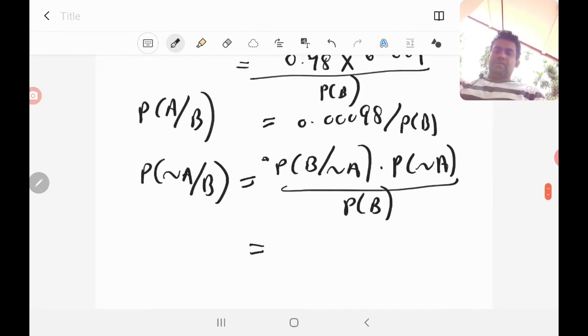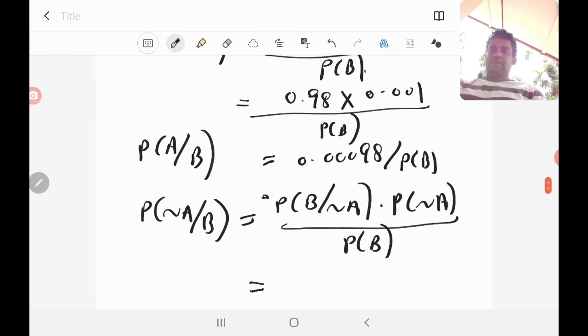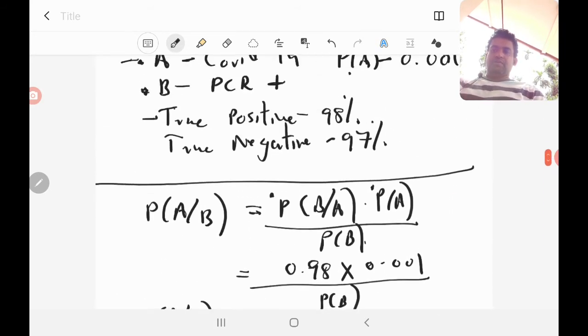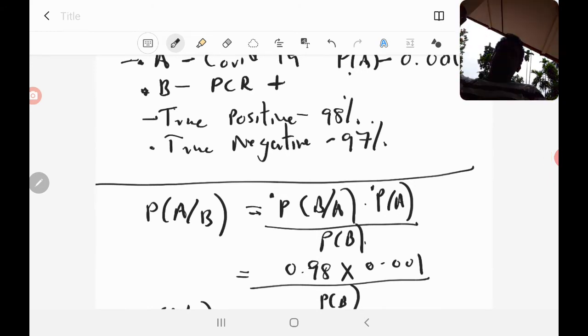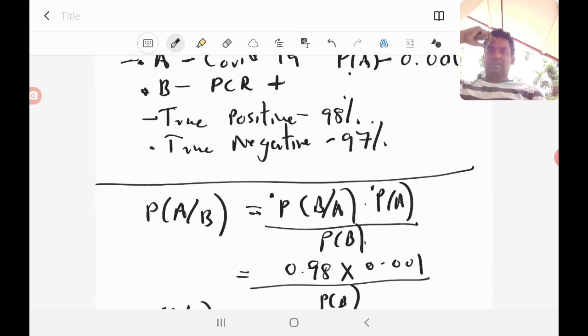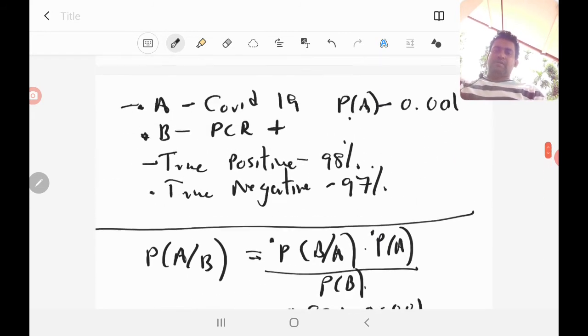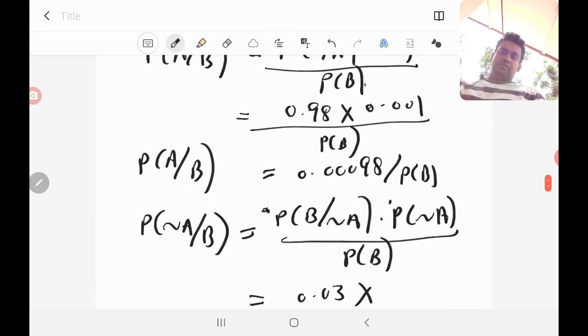So what this means is, given that they don't have COVID, they don't have COVID, but the test turns out to be positive. We know that the true negative rate is 97%. That is, if someone is negative, there's a 97% chance that the test will also be negative, but there's a 3% chance that the test will be positive. So that is this one, 0.3, and this is the prior for someone not having COVID. Out of the entire population, it will be a fairly high probability.